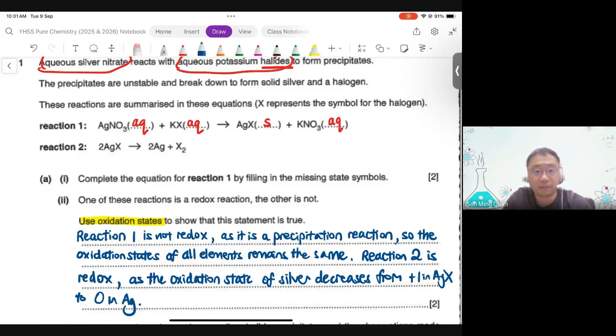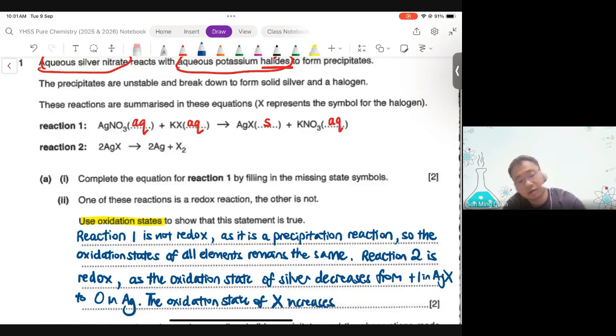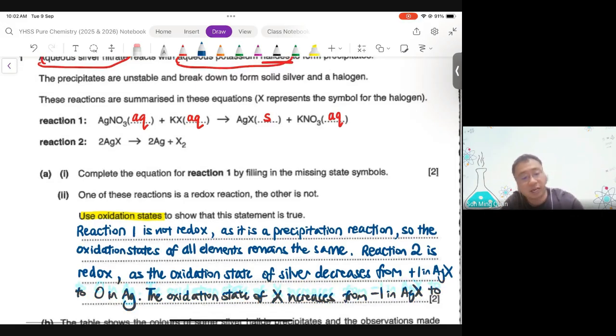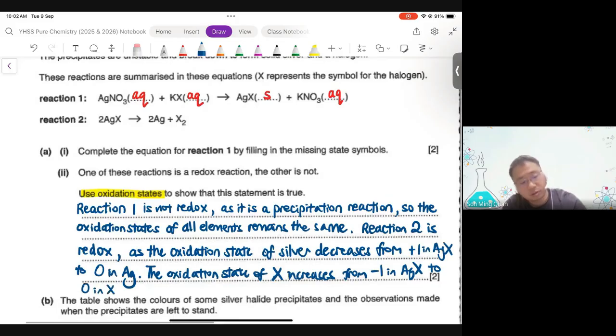Okay? Not just that. You should also calculate for the X. You realize the X increases in oxidation state from -1 in AgX, since it's Cl minus, Br minus, I minus. So at first it's a -1, but it became the halogen element. So elements have 0 oxidation state. So this is a good way to answer it. Okay, I believe I've done this in class before.